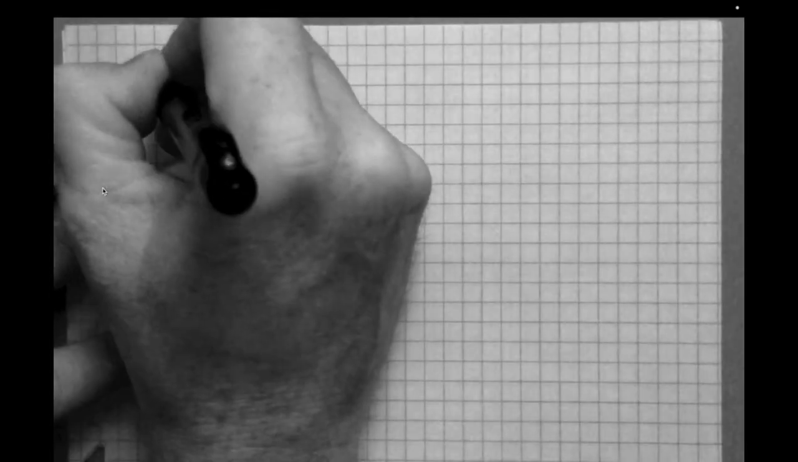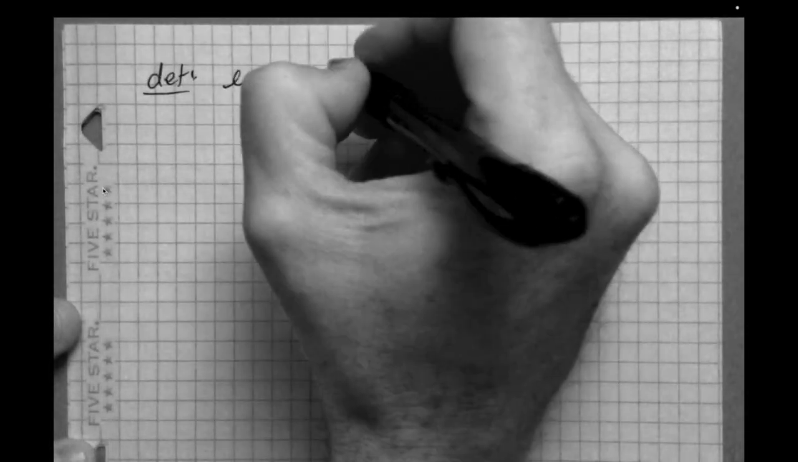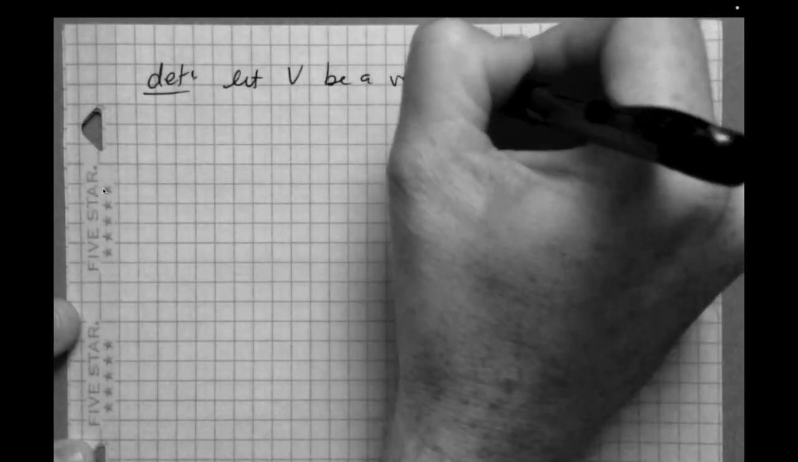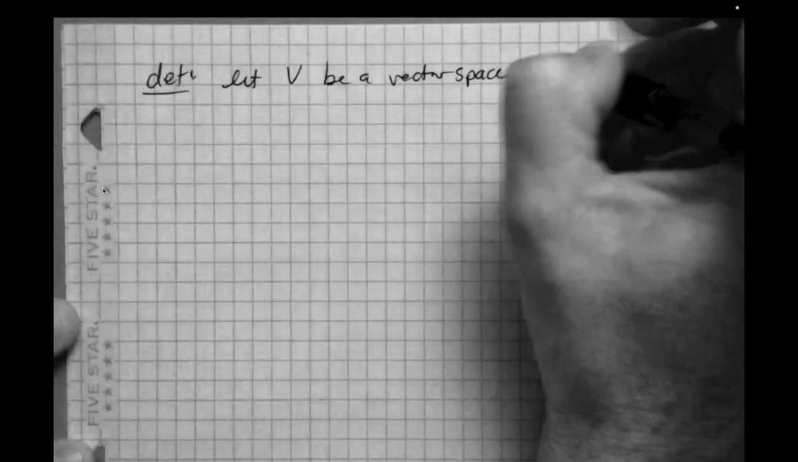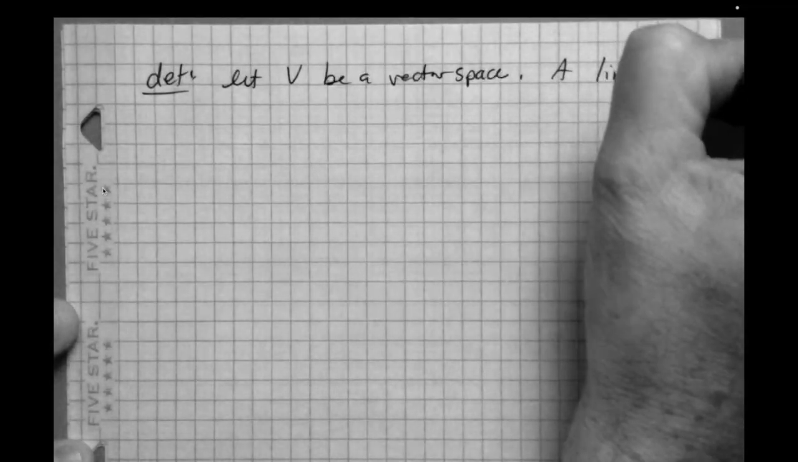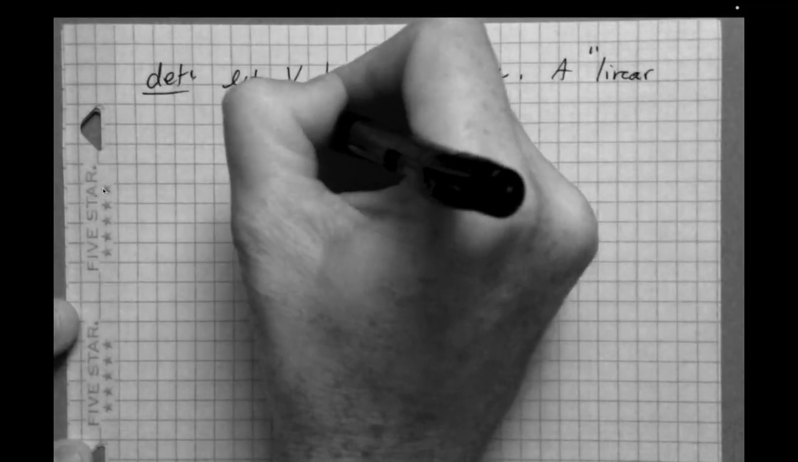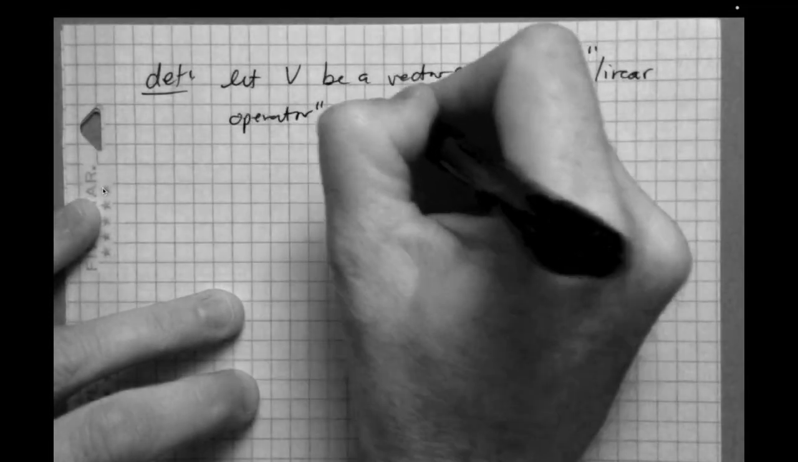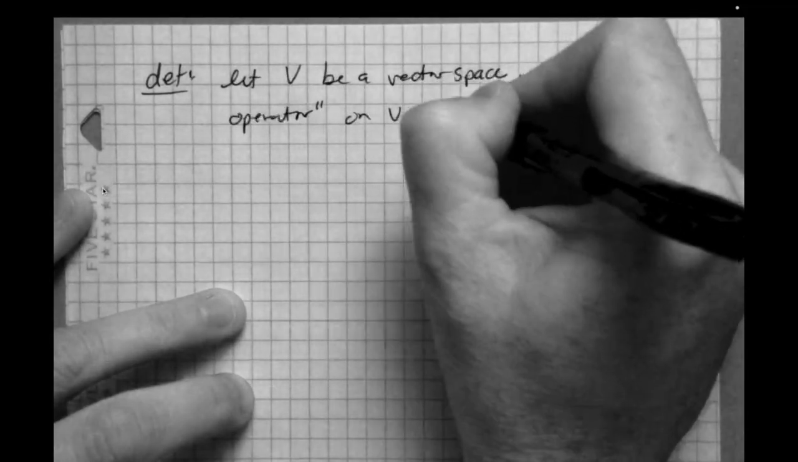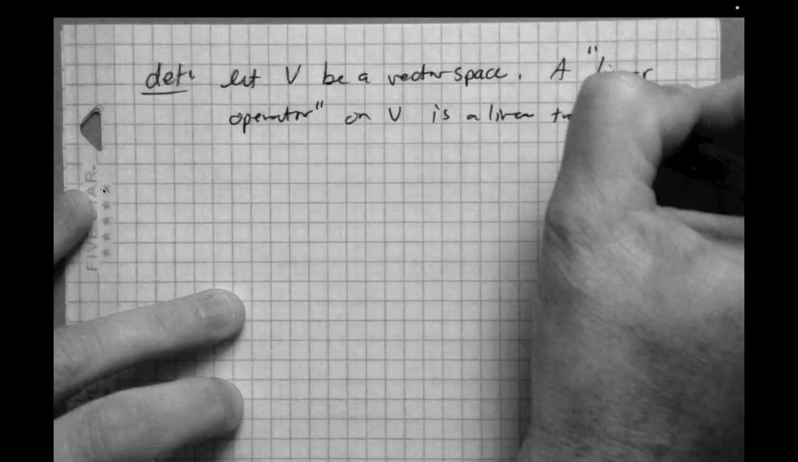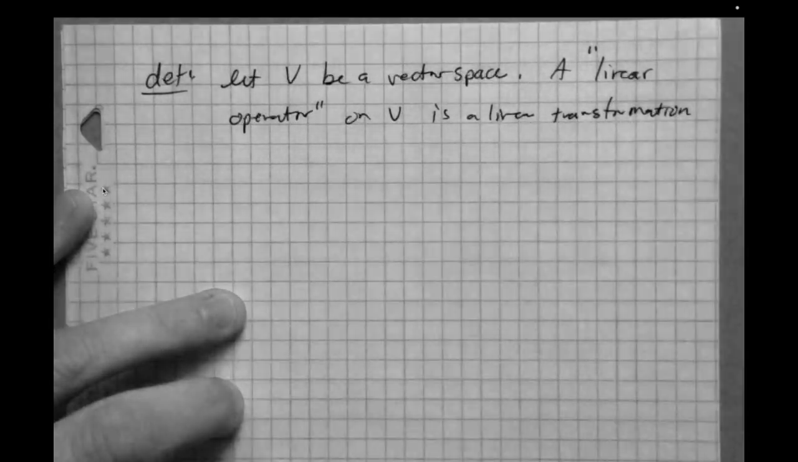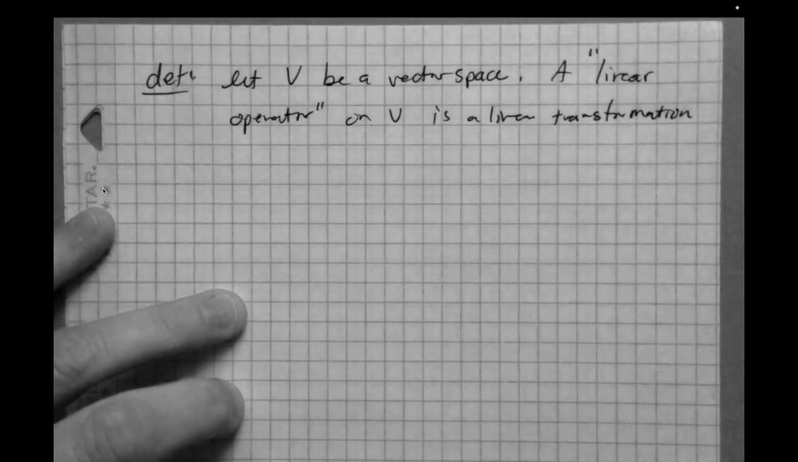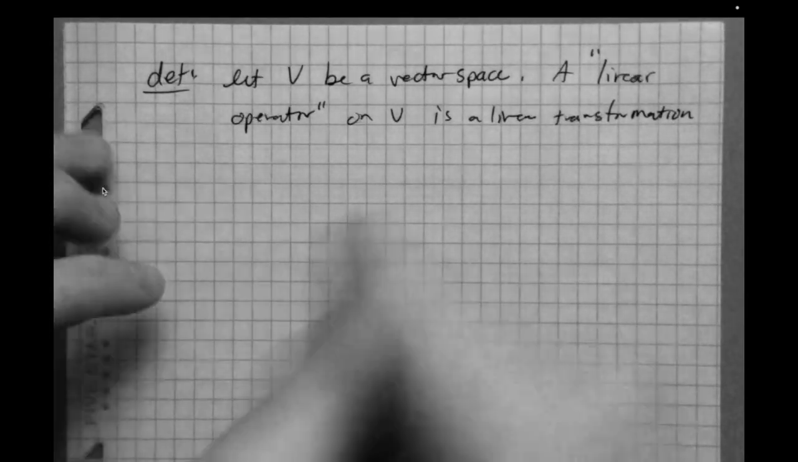Very good. All right, we're going to do some refinement of this definition and look at some more examples. So let V be a vector space. Then a linear operator on V is a linear transformation whose domain and codomain are both V.